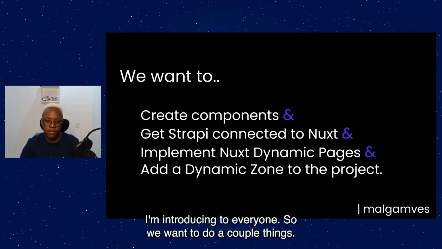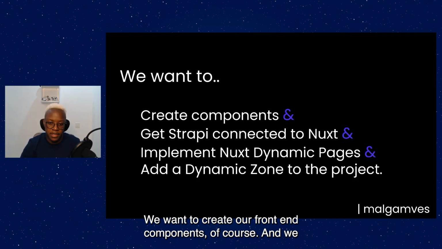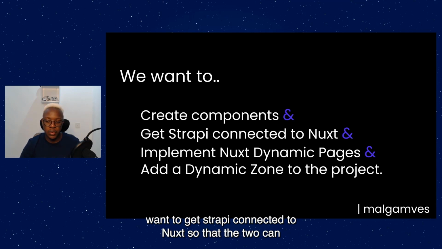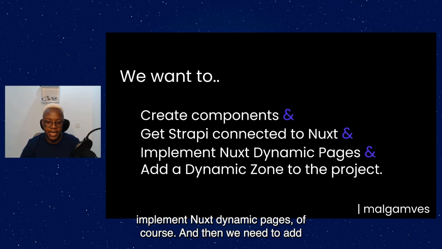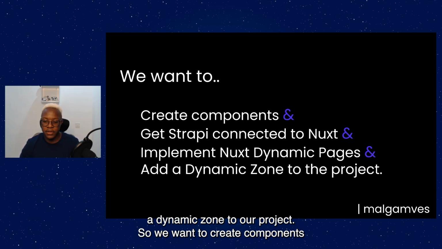So we want to do a couple things. We want to create our front end components, of course, and we want to get Strapi connected to Nuxt so that the two can communicate. Nuxt can pull data from Strapi. And then we want to implement Nuxt dynamic pages, of course. And then we need to add a dynamic zone to our project.